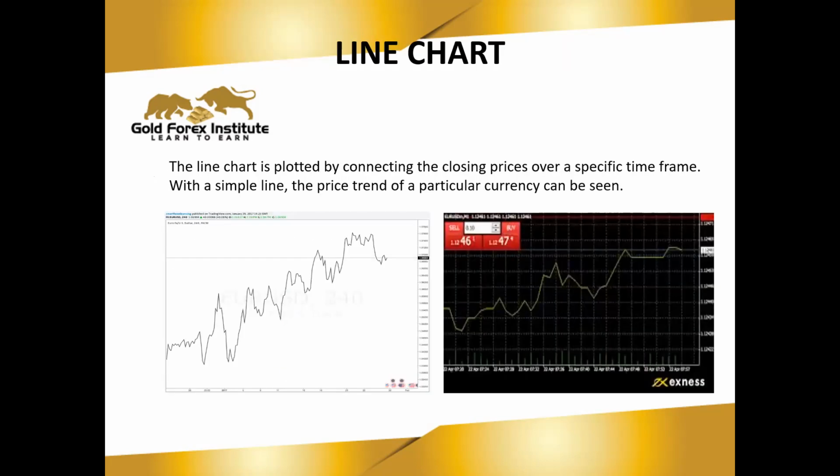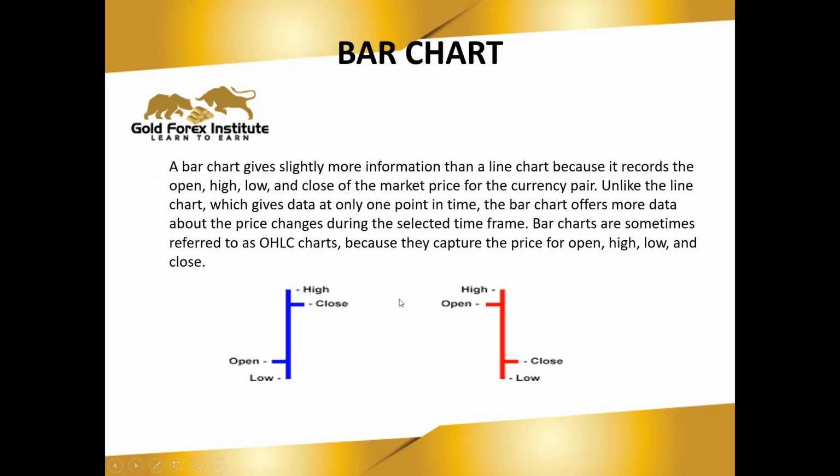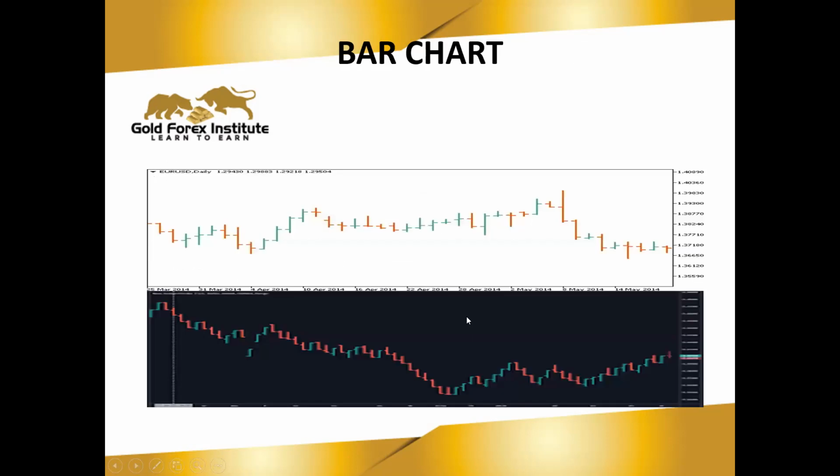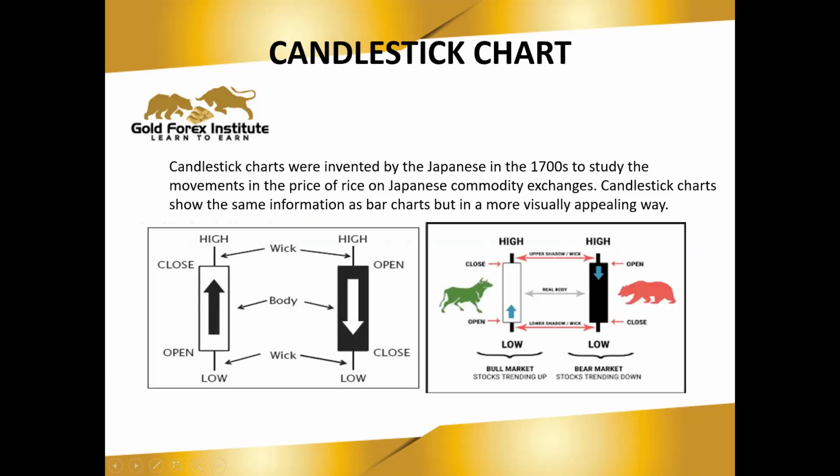This is just an example of a line chart. You see that it's in the form of a line. So that is what we call a line chart. Bar chart is in the form of a bar graph or bar. You see that? So that is it. And then bar chart in the currency quote, this is how it will be like. Candlestick chart. They are the most widely used chart as far as the Forex market is concerned.